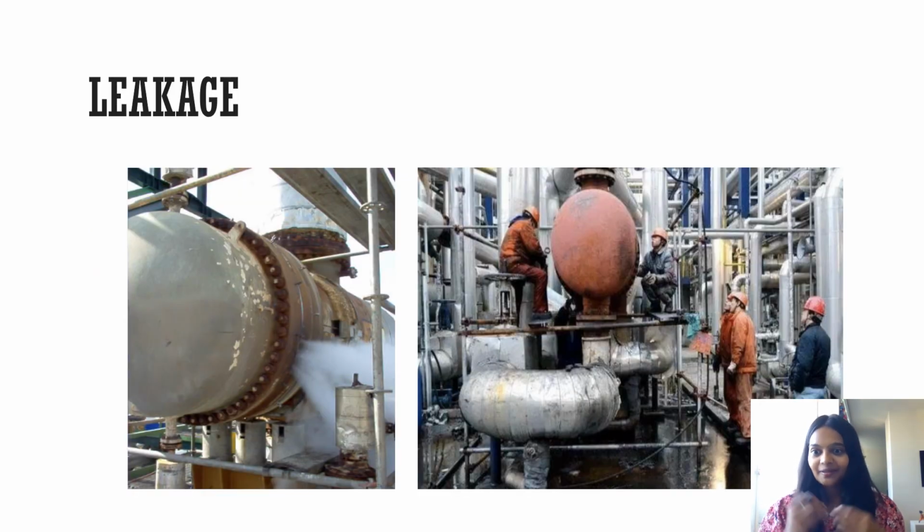Now the third and another most common is the leakage. As you have seen, either it could be a steam boiler or somewhere you can find the fluid leakage. This can be identified on visual inspection, or you can see any liquid lying on the floor. So this is one of the common problems in the heat exchanger.